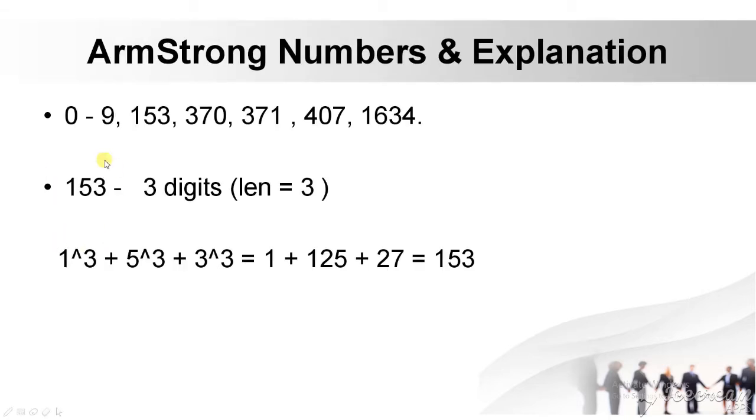Let us take an example of 153. It has 3 digits in it. 1 cube, 5 cube, and 3 cube are added, then we will get 153, which is the input. So then we can say that it is an Armstrong number.